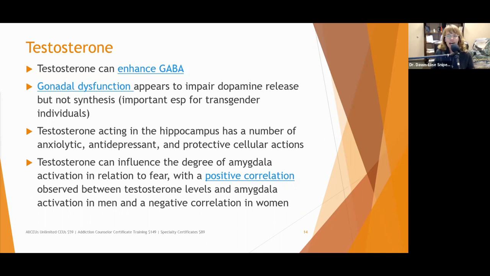Testosterone can influence the degree of amygdala activation in relation to fear, with a positive correlation observed between testosterone levels and amygdala activation. The more testosterone, the more the amygdala, which is our primitive fear area, fight or flight area, the more testosterone is up, the more the amygdala gets activated. Interestingly, there's a negative correlation in women. The higher a woman's testosterone level is, the less their amygdala is active.